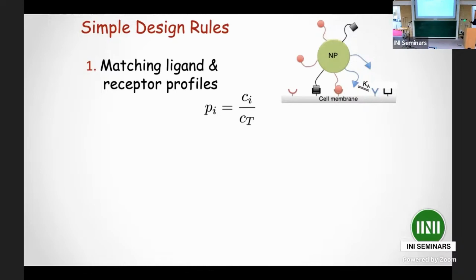And the first rule is that if you have a population of receptors, the best way to design the particle to be selective is to have a matching profile of ligands. So to each receptor, there should be a corresponding density. The population of ligands and receptors should be matching. And then the best sensitivity will be achieved if the interaction matrix is symmetric. So that's what I said initially.